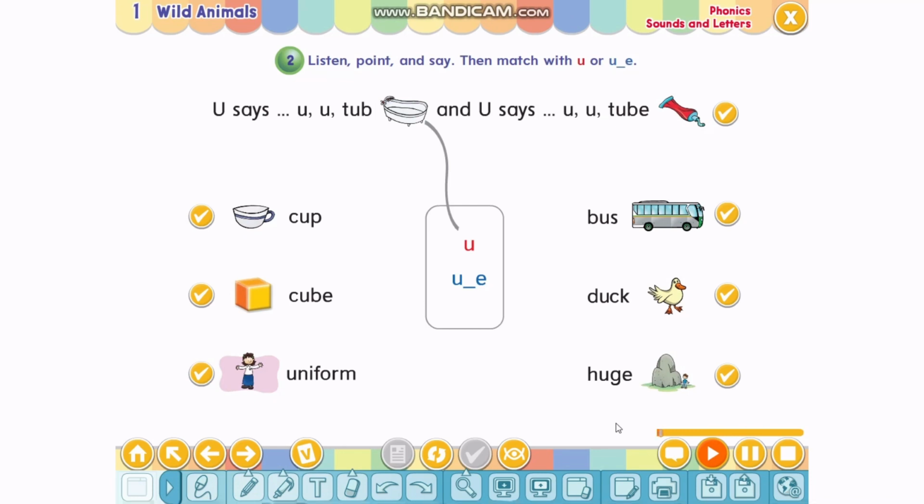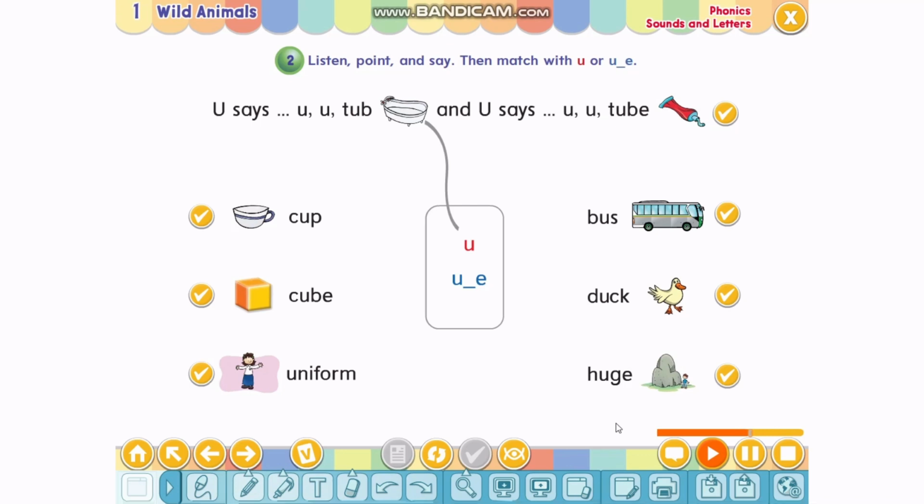Are you ready? Let's start. You says, tub. And you says, tube. Tub, tub. Tube, tube. Cup, cup. Cube, cube. Uniform, uniform. Bus, bus. Duck, duck. Huge, huge.